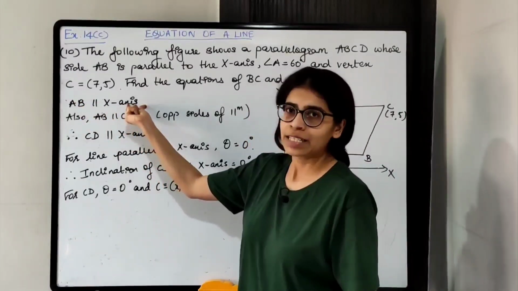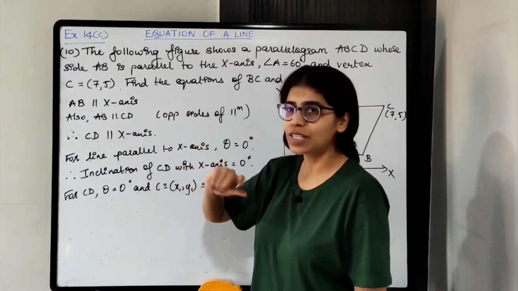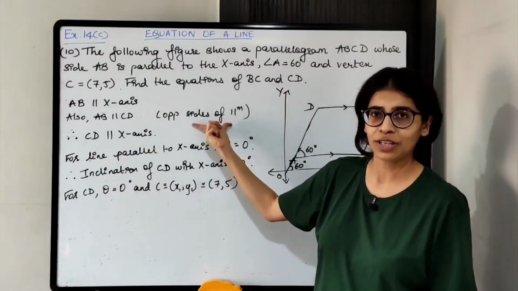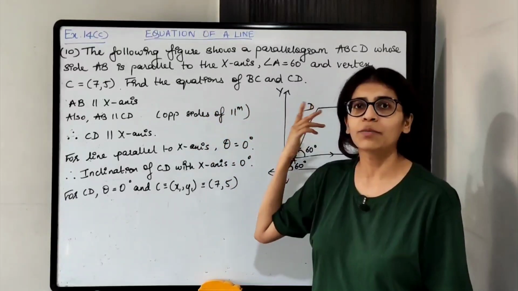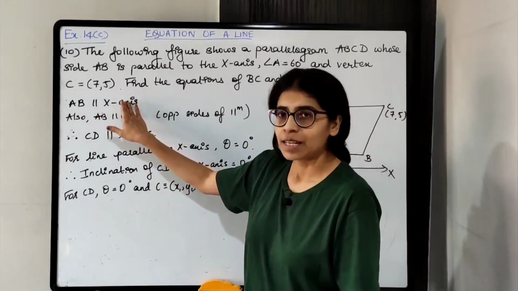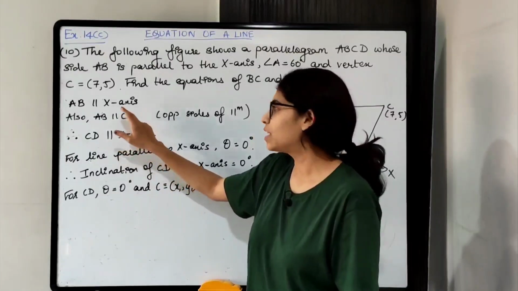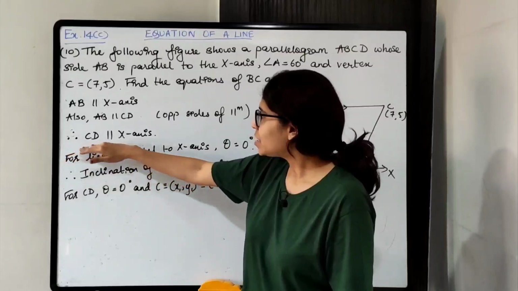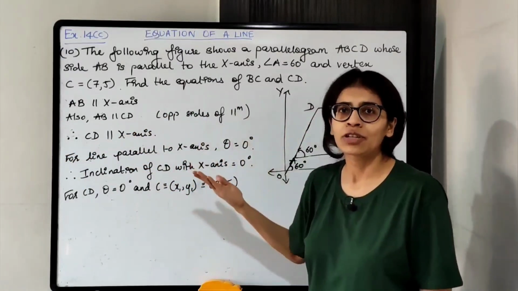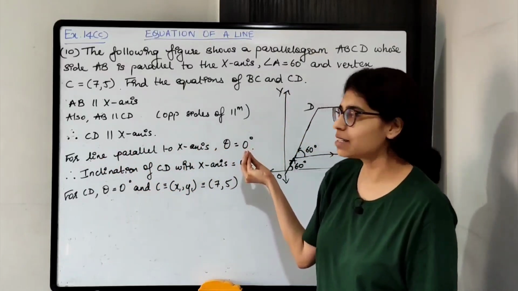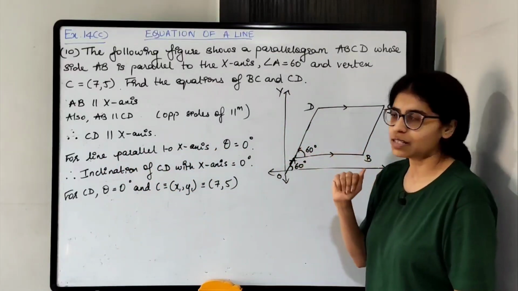AB is parallel to x axis and also AB is parallel to CD. Why AB is parallel to CD? Opposite sides of parallelogram, right? It's a property of parallelogram. So AB is parallel to x axis, AB is also parallel to CD, so I can say x axis and CD are parallel to each other. Since CD is parallel, what will its inclination be? It will be 0 degrees. For line parallel to x axis, theta is 0 degrees.